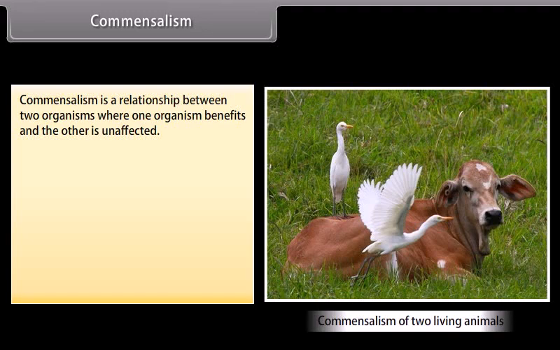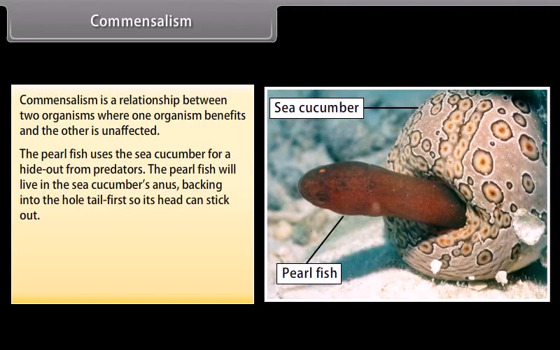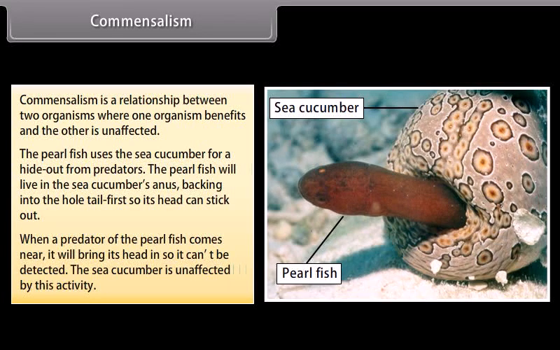For example, the pearlfish uses the sea cucumber as a hideout from predators. The pearlfish will live in the sea cucumber's anus, backing into the hole tail first so its head can stick out. When a predator of the pearlfish comes near, it will bring its head in so it can't be detected. The sea cucumber is unaffected by this activity.